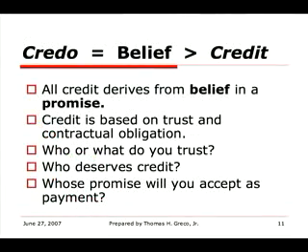So credit comes from the word credo, which means belief. All credit derives from a belief in something, and that belief is a promise. Credit is based on trust and contractual obligation. Who or what do we trust? Can we trust one another, or do we trust only the color of the money? Who deserves credit? Whose promise will you accept as payment?